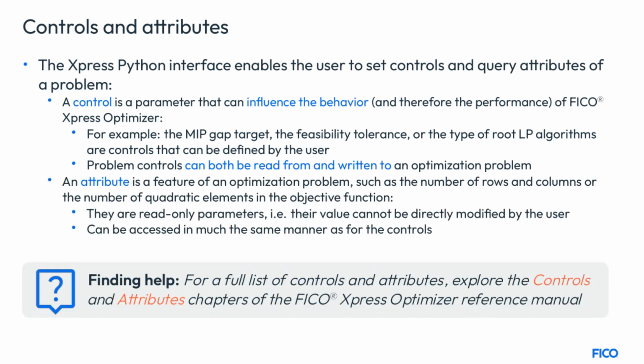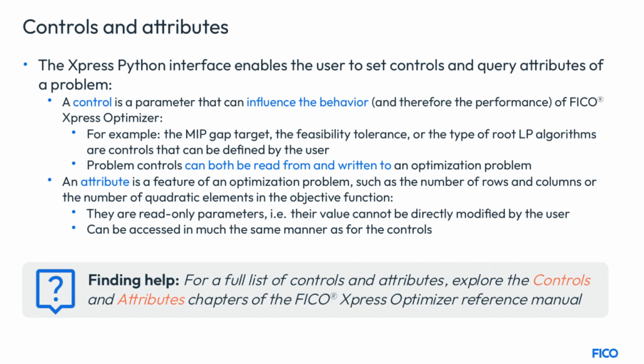An attribute, on the other hand, is a property of an optimization problem, and examples include the total number of rows or columns of a problem, or how many quadratic elements have been identified in an objective function. Attributes can only be accessed for reading, as their values cannot be explicitly modified by the user. For a full list and description of all controls and attributes available, check chapters 7 and 8 of the Optimizer Reference Manual, respectively.